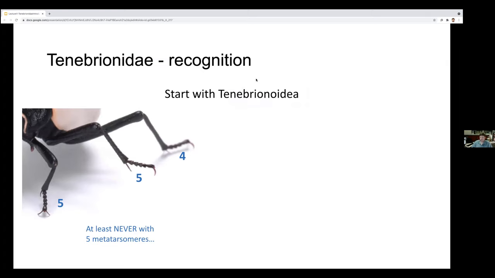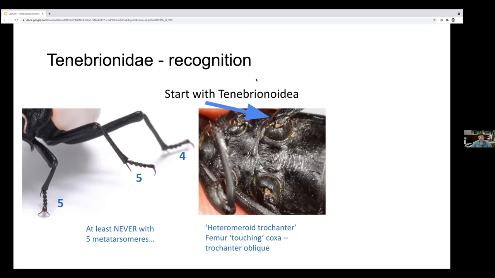This works for most Tenebrionoidea. They at least never have 5 tarsomeres on the hind leg. No, but these do get reduced to 4-4-4, 3-3-3, et cetera. But 5-5-4, and they have what's called the heteromeroid trochanter. And this picture might be a little difficult to see, but the trochanters on their legs, right? So we think there's the coxa, the trochanter, the femur. And in most beetles, the femur connects into the trochanter and the trochanter connects into the coxa.